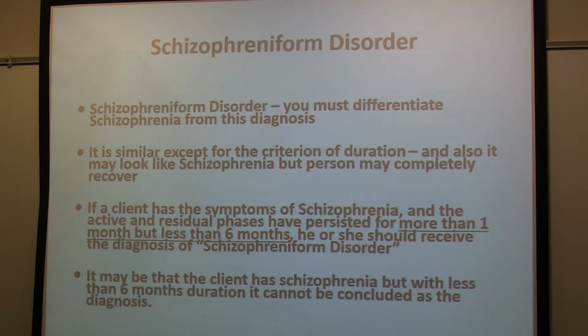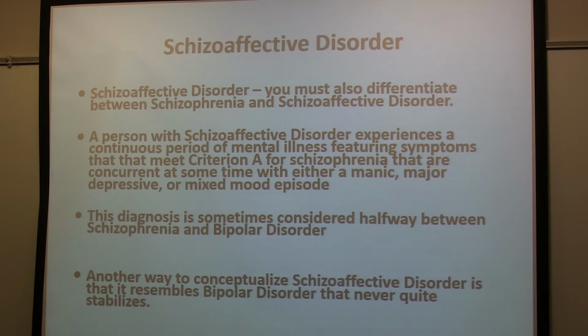It may be that the client has schizophrenia, but if it's less than 6 months, we do not want to give that diagnosis. Then we have what's called schizoaffective disorder. You must also differentiate between schizophrenia and schizoaffective disorder.